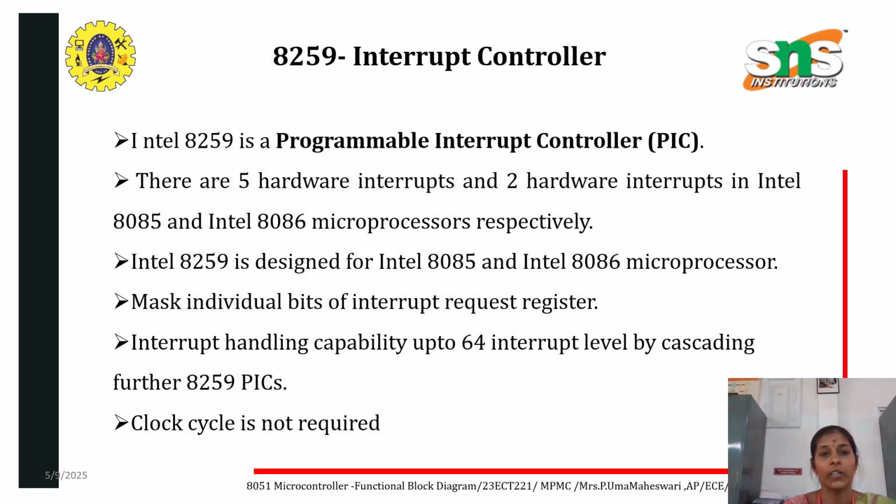This 8259 interrupt controller has 5 hardware interrupts, and in this, 2 hardware interrupts are for the 8085 and the 8086 microcontroller respectively. Here you can mask individual bits of an interrupt request register, that is IRR. It is also called IRR. What is the use of IRR here? It stores all the interrupt levels which are requesting for interrupt services.